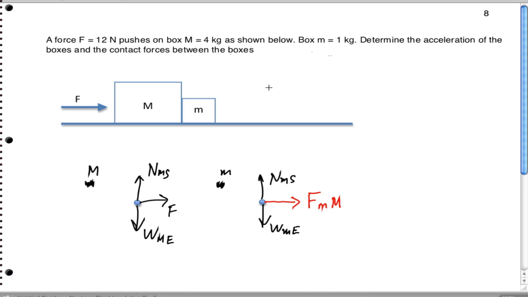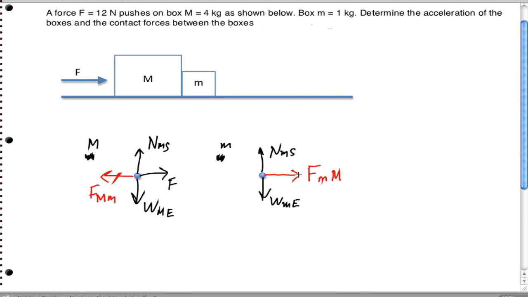Now, we learned in lab today that for every action there's an equal and opposite reaction, or if big M pushes on little m, then little m pushes back on big M with an equal and opposite force, just like we saw with the compression. So we draw those two forces like that. So we have this force here and this force here. They are equal and opposite. Those are all the forces that we have in our system.